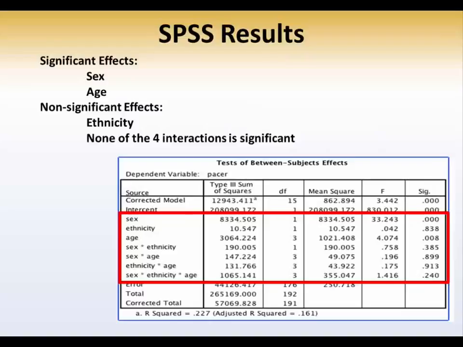Under significant effects, both sex and age are significant. Non-significant effects, ethnicity is not significant, and none of the interactions are significant. There are 4 interactions: sex by ethnicity, sex by age, ethnicity by age, and sex by ethnicity by age. We'll show you how to run this in SPSS in just a moment. Importantly, look at the F ratios and the significance levels to make a decision about which effects were significant.